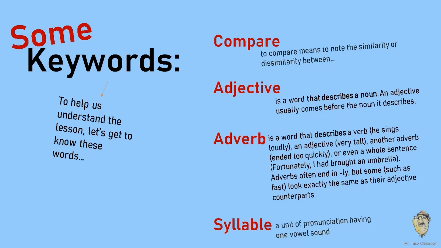Adverb is a word that describes a verb. He sings loudly. An adjective, very tall. Another adverb, ended too quickly. Or even a whole sentence. Fortunately, I had brought an umbrella. Adverbs often end in "ly", but some, such as fast, look exactly the same as their adjective counterparts. Syllable. Syllable is a unit of pronunciation having one vowel sound.